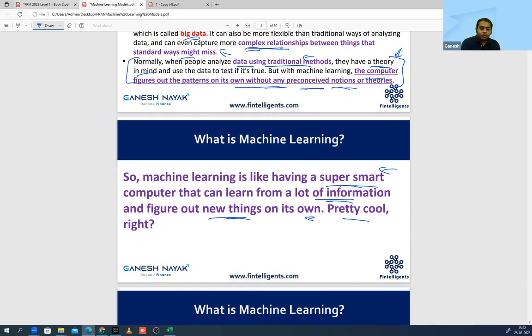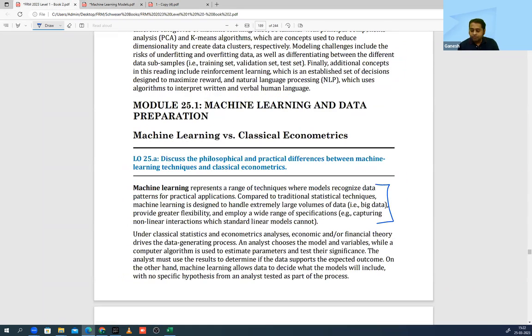Okay. Now, if I go to the book, read this first paragraph. Everybody, please read this first paragraph.